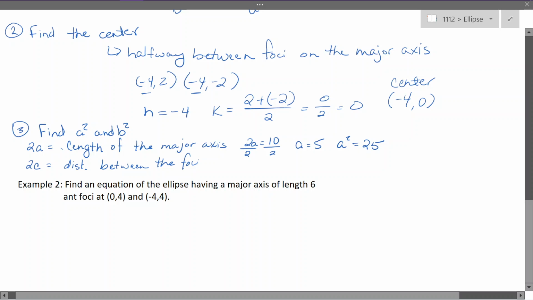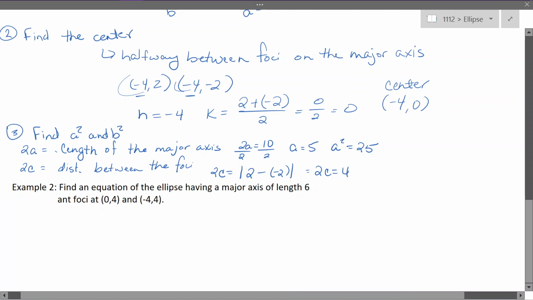And then we look at 2c. So 2c is equal to the distance between the foci. Since we have -4 as the x-coordinate for both of these, we don't need to look at that. We need to look at the y-coordinates. So that's going to be the absolute value of 2 minus -2. So we get 2c equals 4, c equals 2. So c squared equals 4. Then we use our formula from above, b squared equals a squared minus c squared. So b squared equals 25 minus 4, so b squared equals 21.